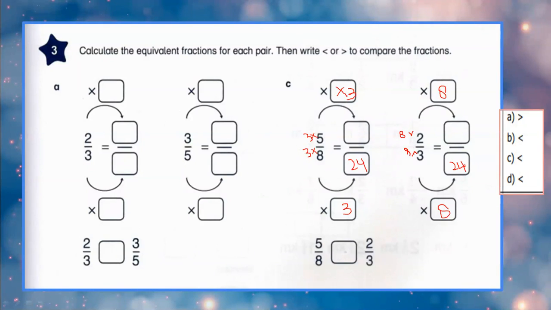Yes, so when I am multiplying by these numbers, what comes? 5 threes are 15, 8 twos are 16. Okay, step number 3 has been done. So you have two fractions, 15 upon 24, 16 upon 24. 5 upon 8 becomes 15 upon 24, while 2 upon 3 becomes 16 upon 24. Which one is the greatest? Yes, 16 upon 24. That's great.